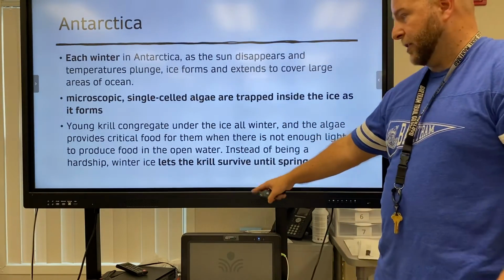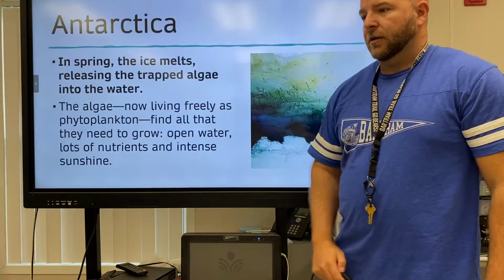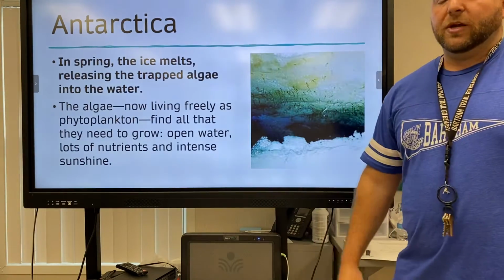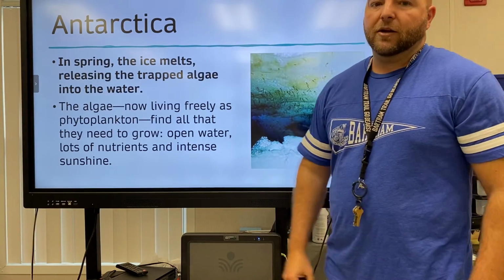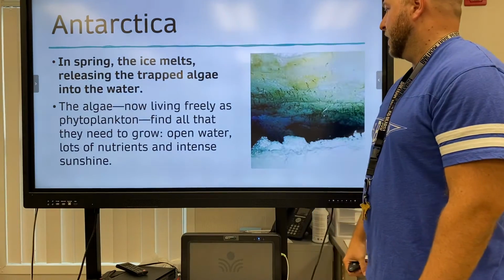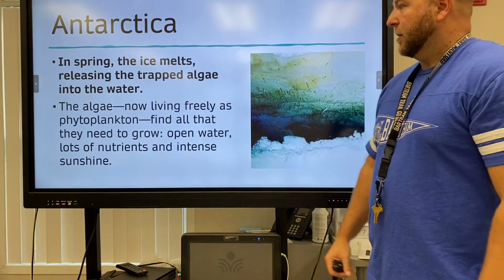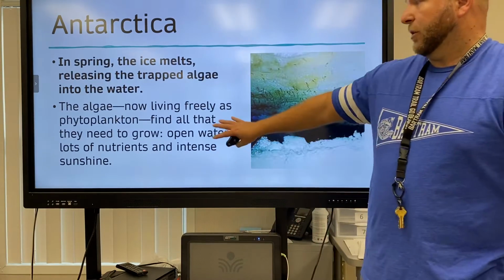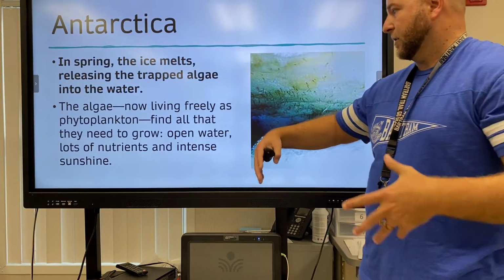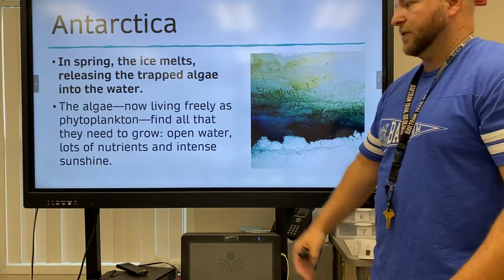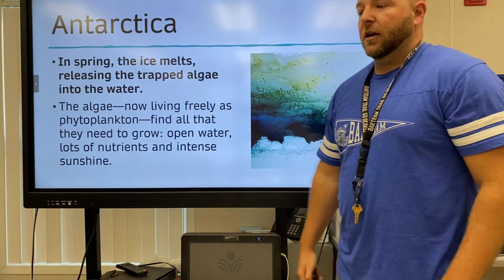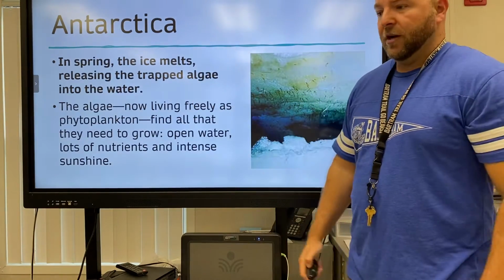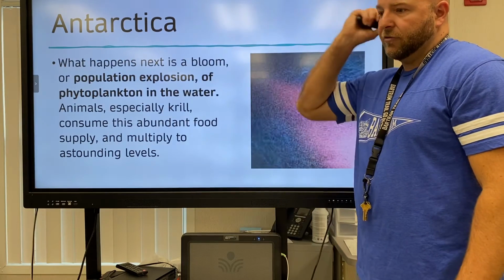Notice a little bold part down there. It lets the krill survive until spring. And then in the spring, the ice melts, releasing the trapped algae into the water. And a whole ecosystem comes to life because of it. So now it's living freely as phytoplankton. All they've got to do is grow. They've got open water, lots of nutrients, intense sunshine. So it's a perfect environment for that algae to just take off and grow.